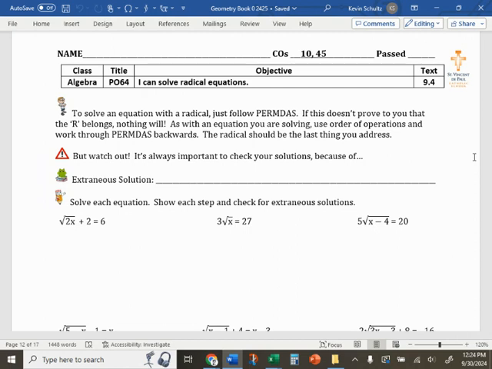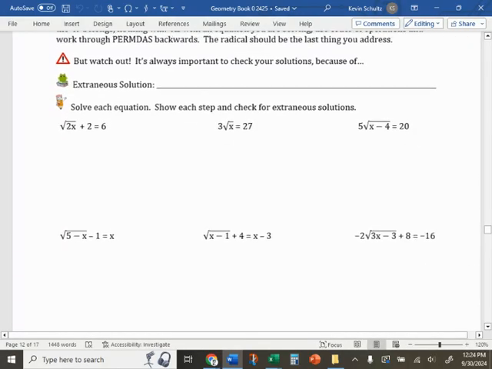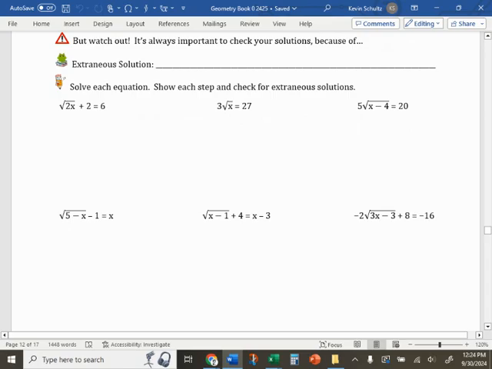And just like any other equation that we solve, we use opposite operations. To undo subtraction, we add. Undo division, we multiply. Undo a radical, we are going to use an exponent. However, with radicals, you need to watch out for something called extraneous solutions. What's that? An extraneous solution is a solution you get from actually solving the equation.